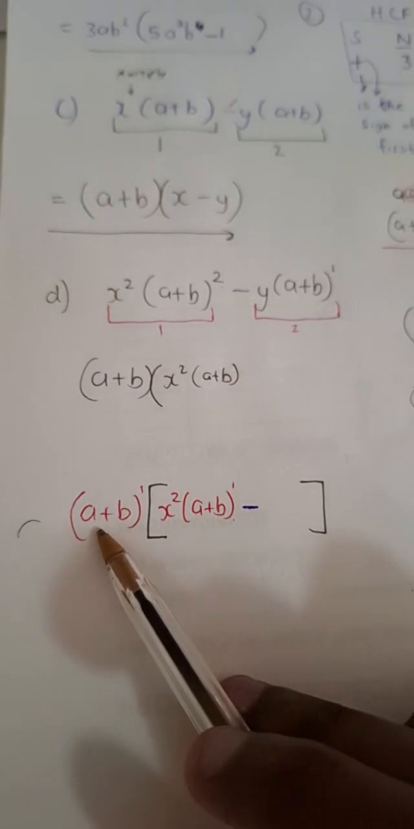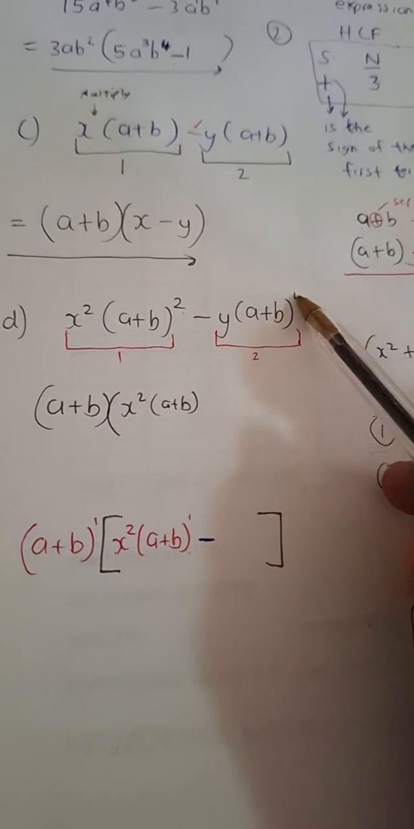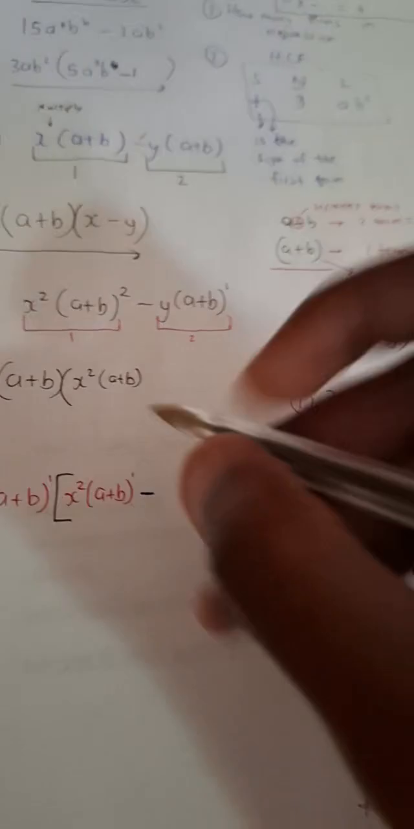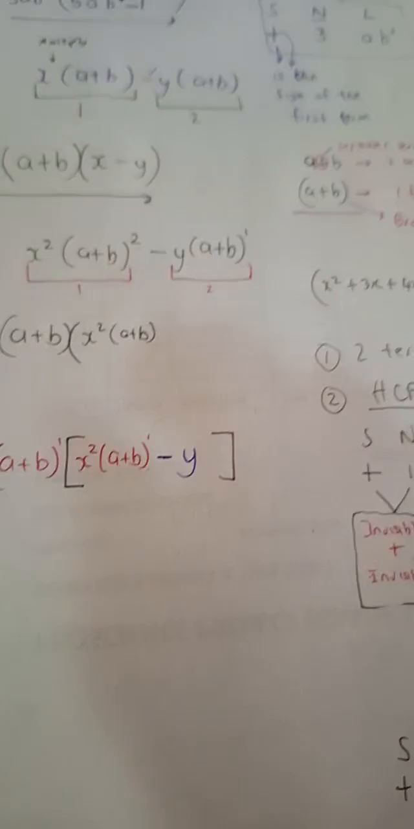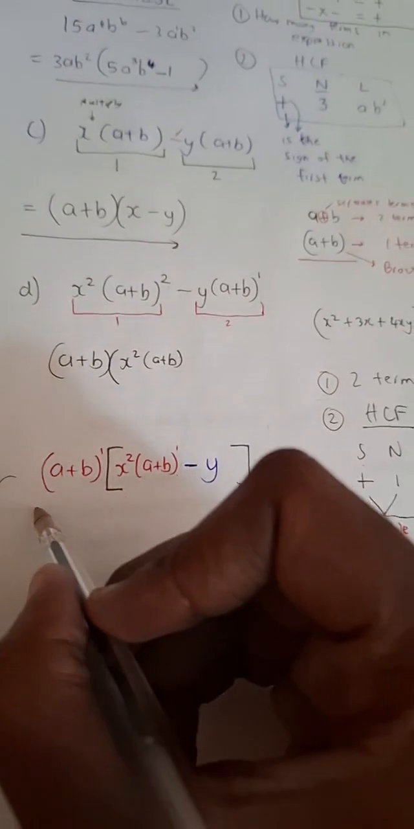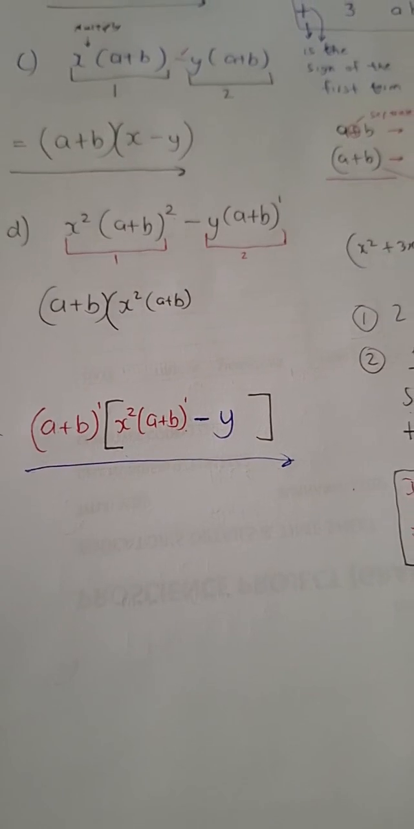Now the a plus b that we took out, remember, we have 1 that we took out. We need 1. So do we need to add any more a plus b's? No. So what's left over? It's just negative y. All right. And that's done.